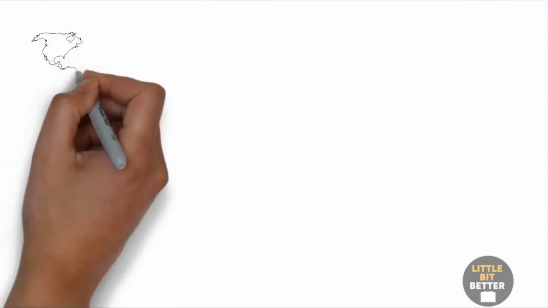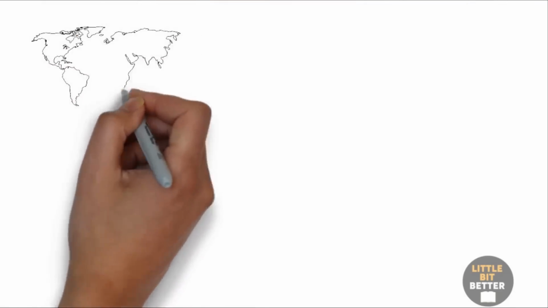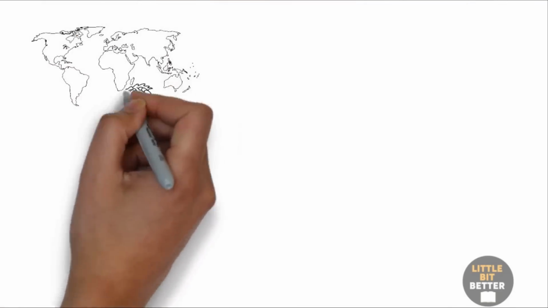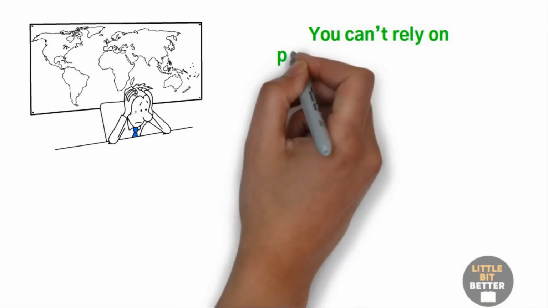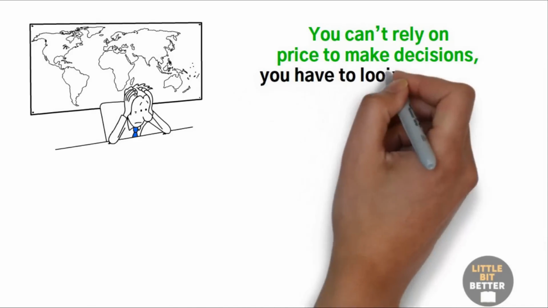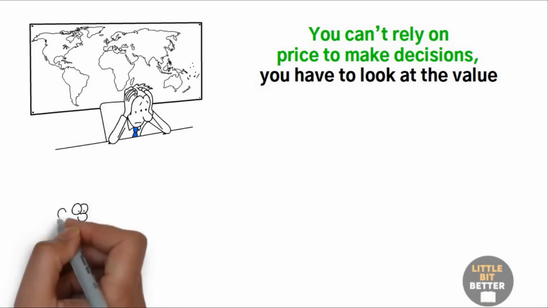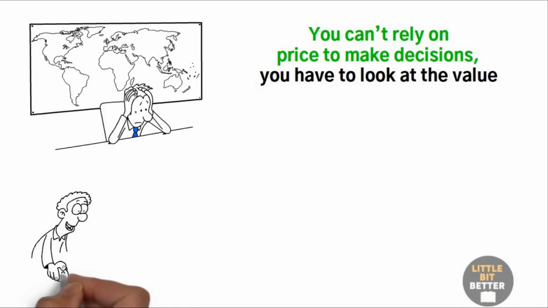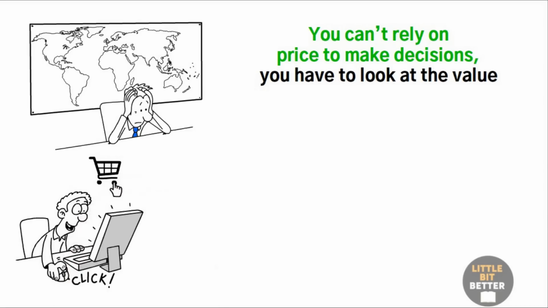Today, all societies on Earth use fiat currencies, which means their value constantly goes down. That is why you can't rely on price to make decisions. You have to look at the value. Unfortunately, today people know the price of everything and the value of nothing.